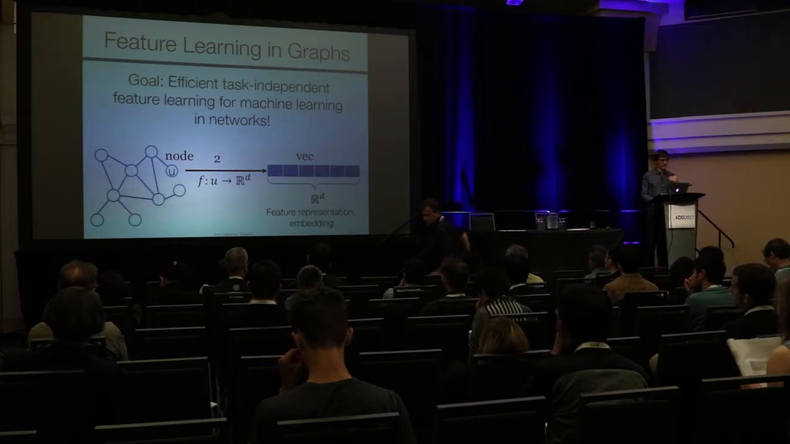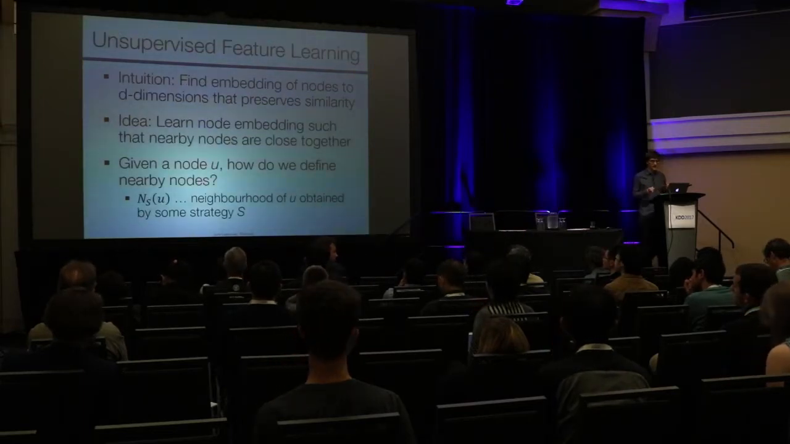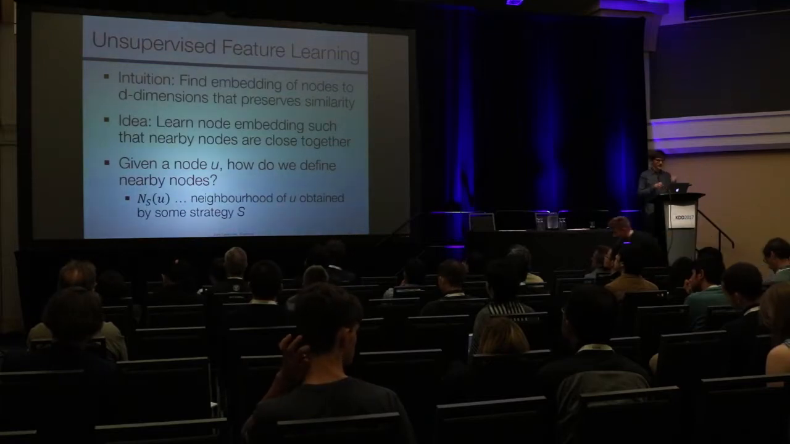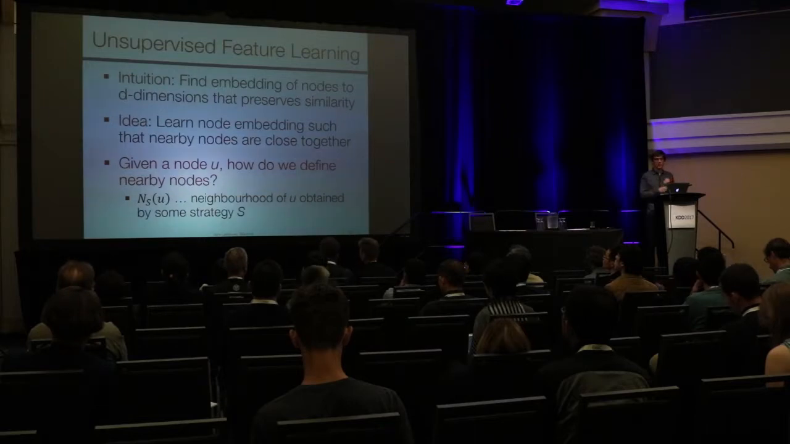So here is version 0, the basic intuition. I want to find coordinates of nodes in d dimensions so that I am able to preserve some notion of node similarity. Okay?